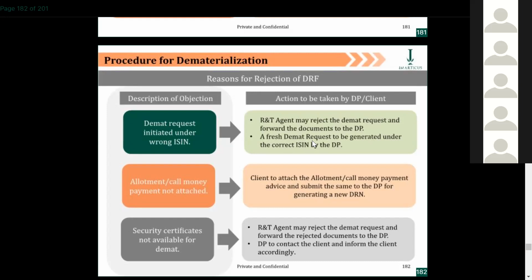So the ISIN has to be mentioned directly for the R&D agent to convert the right securities. Okay. So in case the ISIN is wrong, then a fresh form has to be filled in with the right ISIN. Allotment, call money, payment not attached.